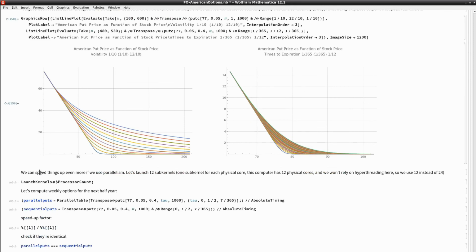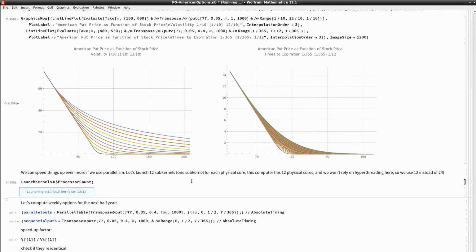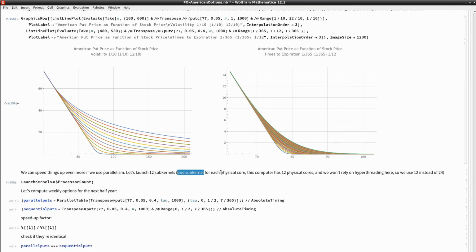Okay, but next we can speed things up even more if we use parallelism, right? Let's not forget that with Mathematica we get parallelism. Let's launch 12 subkernels. The reason I like to use 12 is because I want to have one subkernel for each physical core that I have. This computer has 12 physical cores, so I usually launch the kernels with $ProcessorCount. I won't use hyperthreading here, otherwise I could launch it with 24, but I want to keep it with just 12. Whenever you do hardcore math, it's a good idea to not use too much hyperthreading, but keep it with a number of physical cores.